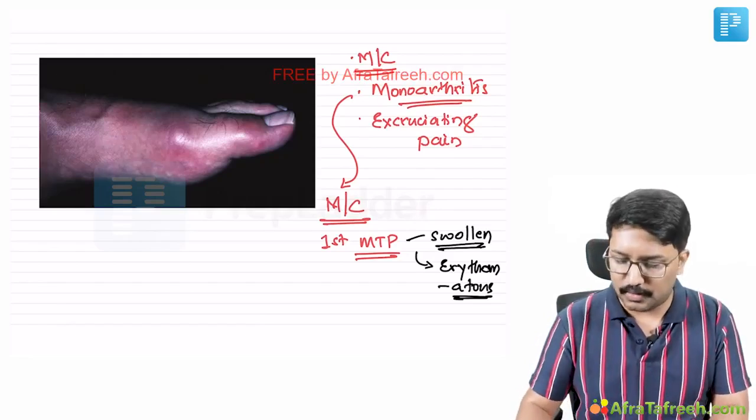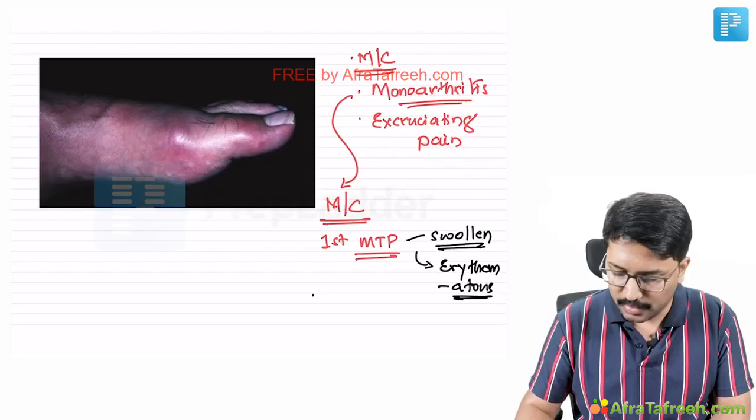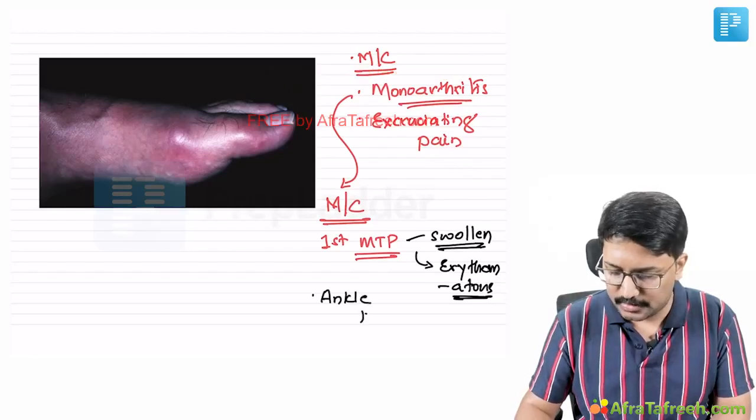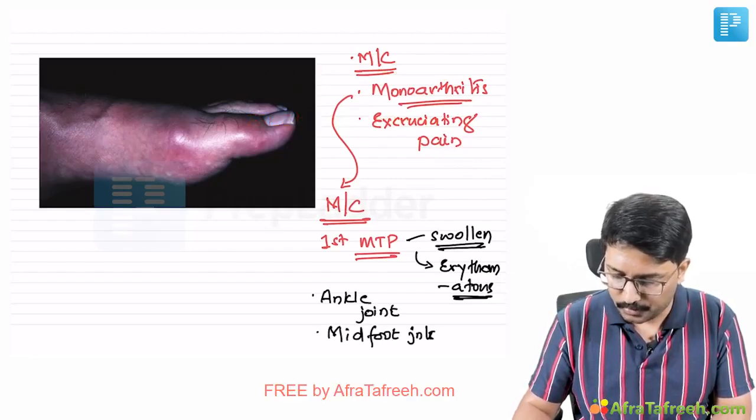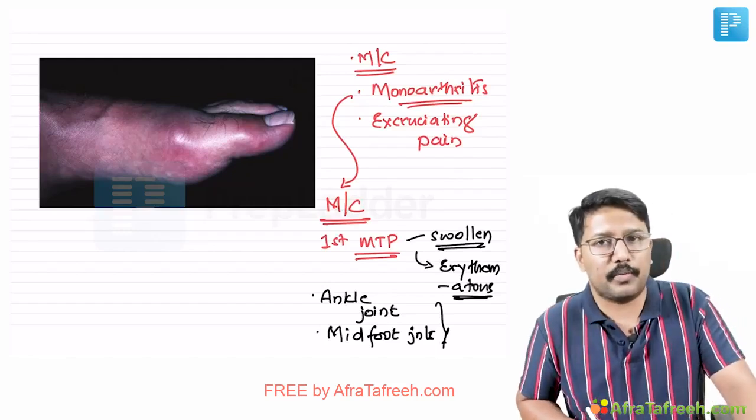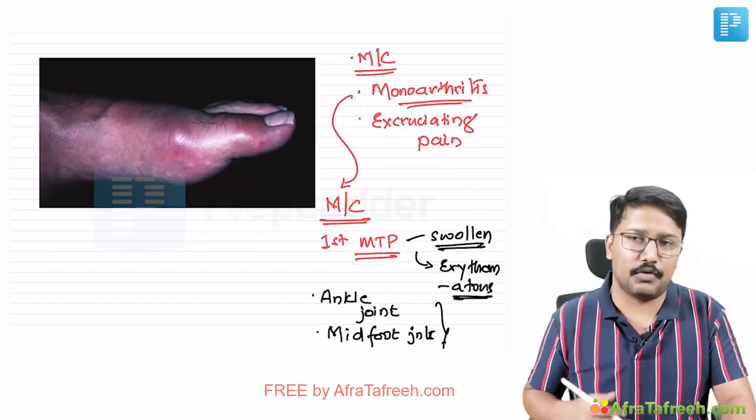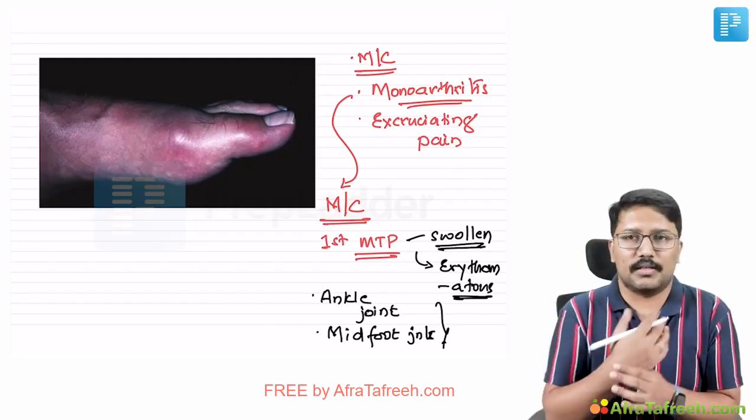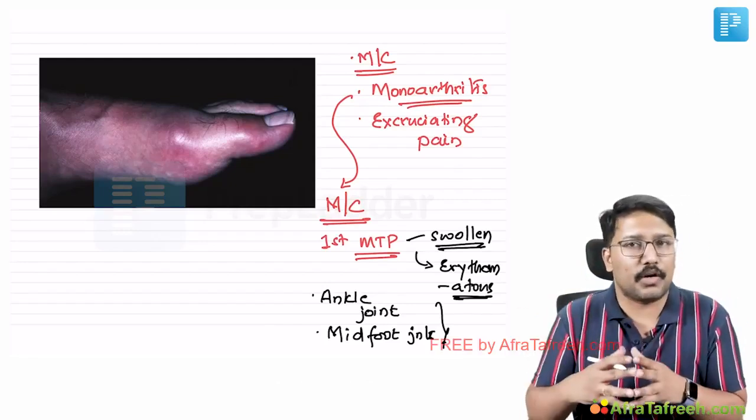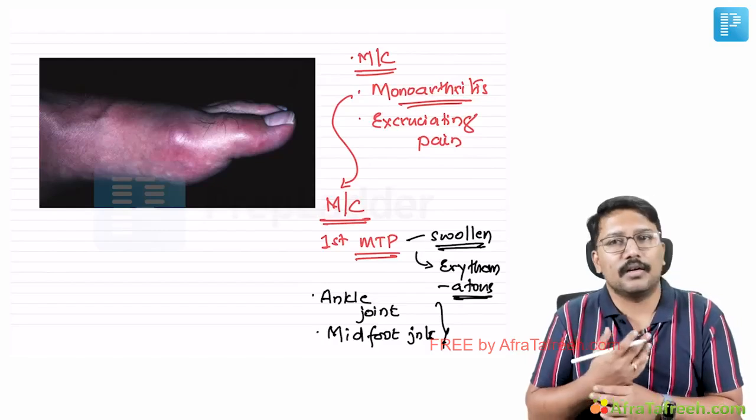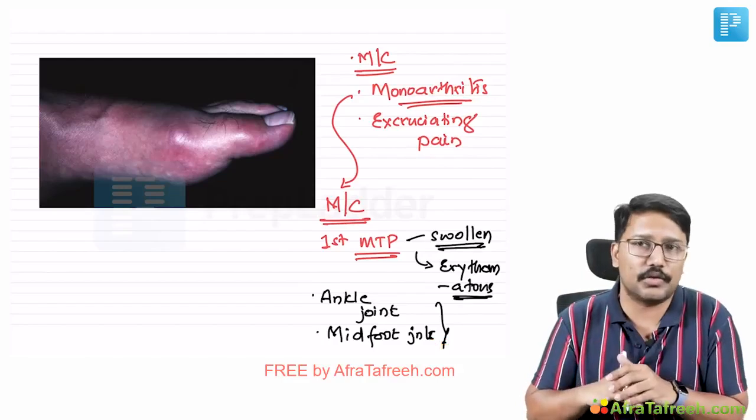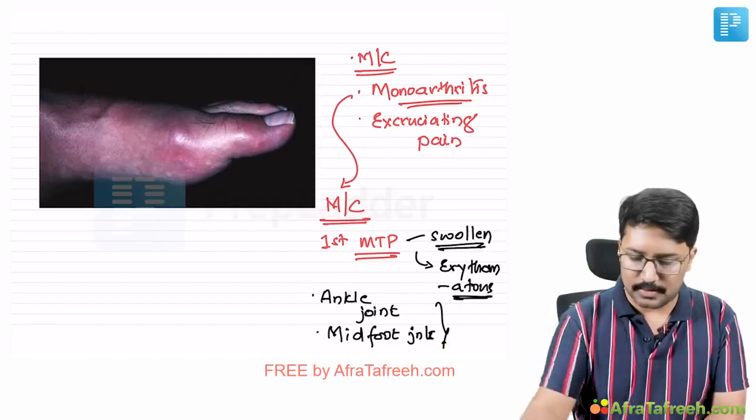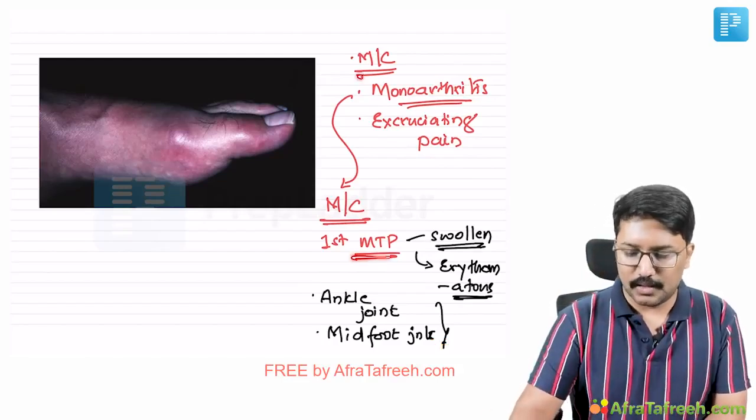What other joints can be involved? Apart from this, the ankle joint and midfoot joints are most frequently involved. Rarely, there can be involvement of the knee joint. And if you talk about upper limb involvement, mostly it is the wrist joint. In the elderly, in what we call late onset gout or late presentation of gout, patients can present with involvement of small joints of the hand, but that is rare, right? Clear? So this is the usual presentation of acute gout.